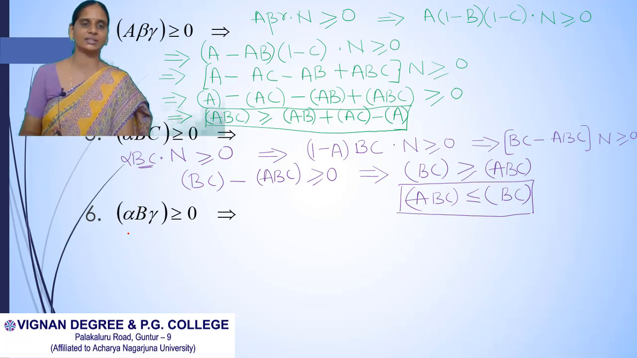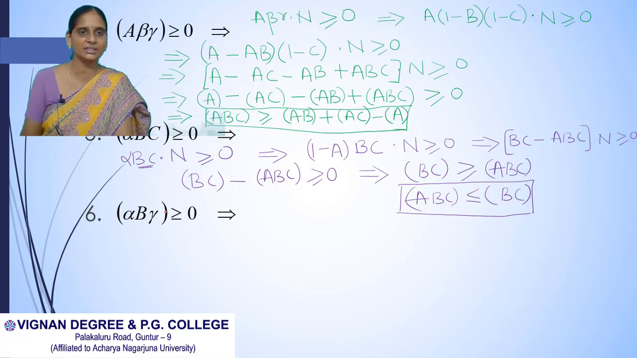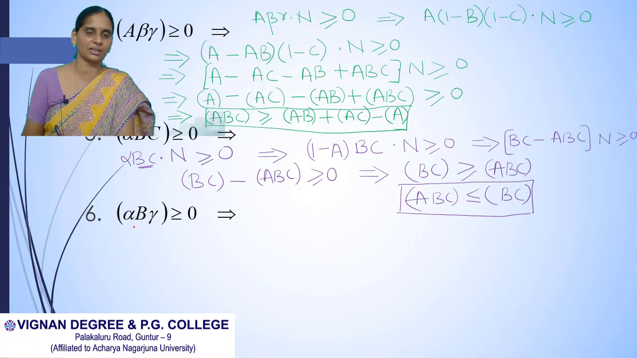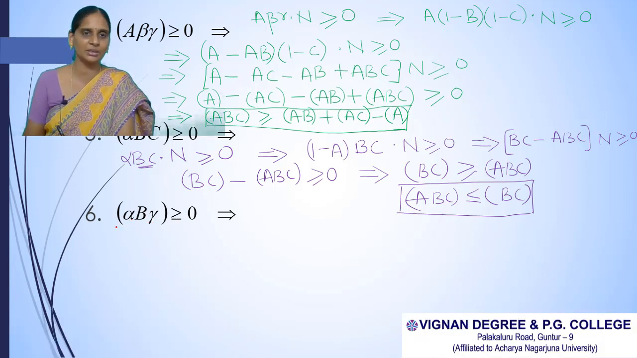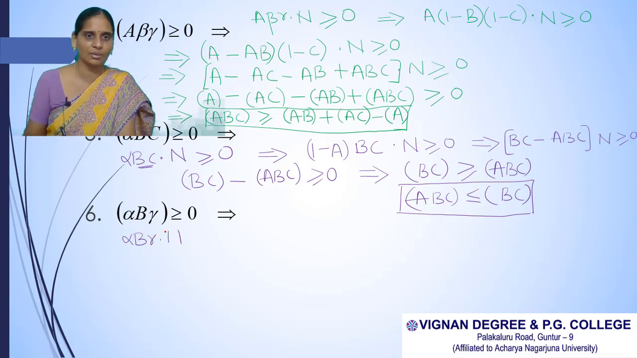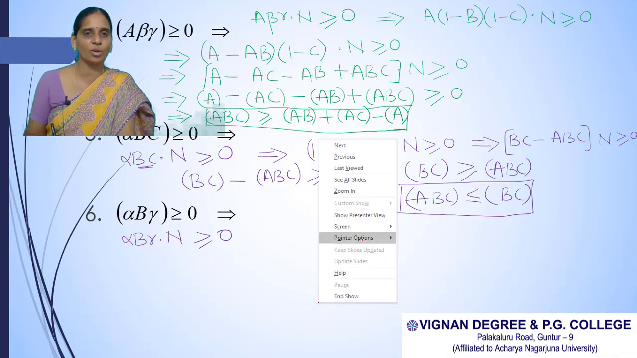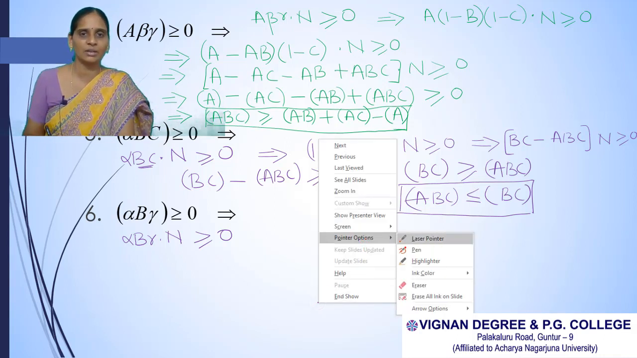And the sixth consistency condition, that is frequency of alpha B gamma, which is greater than or equal to 0. So again, frequency of alpha B gamma can be expressed in terms of alpha B gamma into N, which is greater than or equal to 0. Again, alpha can be replaced by the operator 1 minus A.